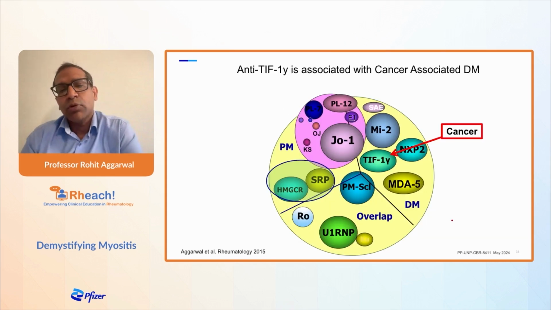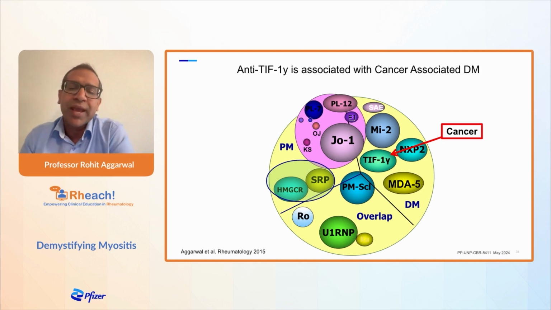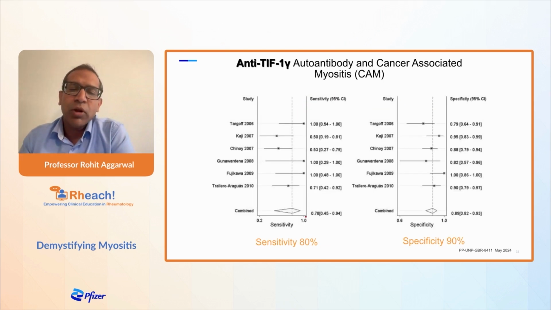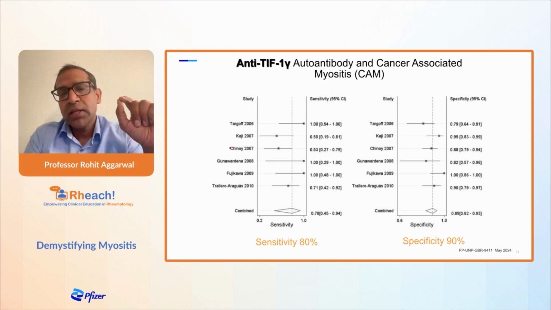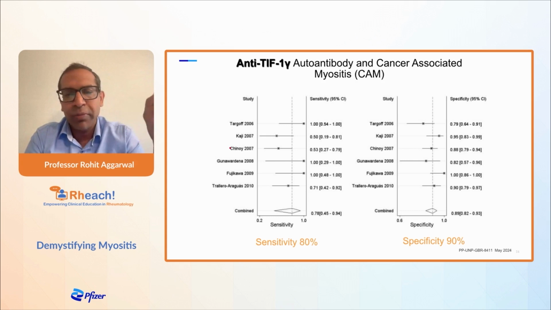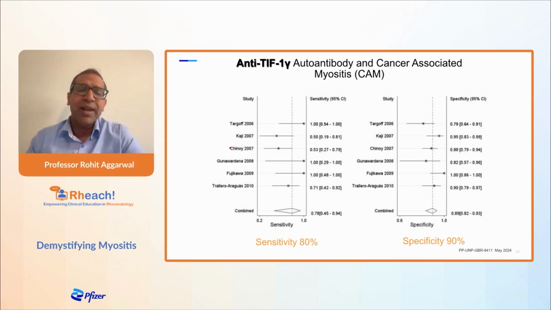Last but not the least, I'm going to talk about this antibody called TIF1 antibody because it's highly associated with cancer. And it's a unique antibody which in one study at least shows a sensitivity and specificity of about 80 to 90%. That means if you have this antibody, then it's highly likely that you are hiding cancer and that cancer is leading to the diagnosis of myositis or dermatomyositis. So when I find this antibody in my patients, specifically if they're elderly patients, I may tend to do a PET scan on these patients to find that hidden cancer.